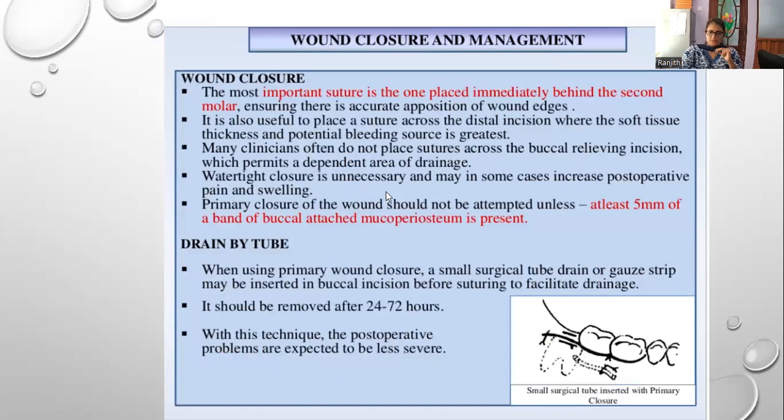Wound closure. Here, the most important suture is the one that you're going to place right behind the second molar, so as to prevent any kind of damage to the second molar. You don't want the second molar to become periodontally weak after removal of the third molar. You can also place drains. Small rubber drains can be placed and should be removed after 24 to 72 hours. That helps in drainage.